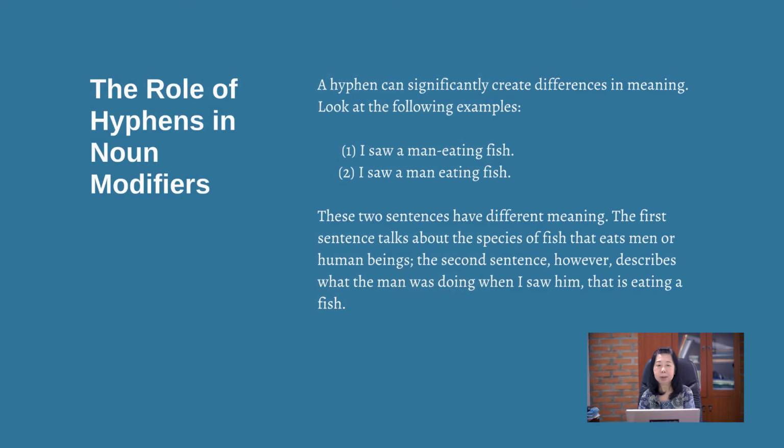I saw a man-eating fish. I saw a man eating fish. In the first sentence, man and eating are connected by a hyphen. Jadi dalam contoh pertama ini, man dan eating dihubungkan dengan hyphen. This sentence talks about a species of fish that eats men or human beings.